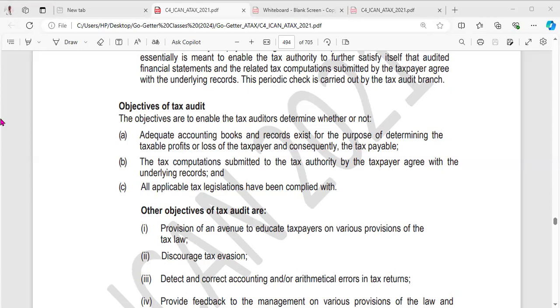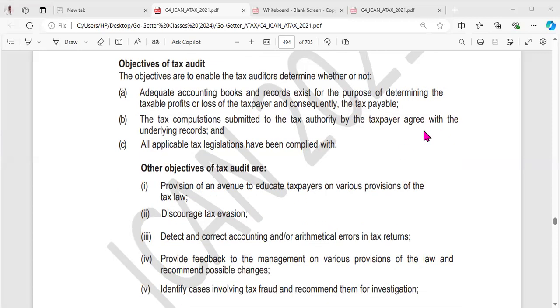They are going to also check whether or not the tax computations that have been done, those workings you did and submitted to the taxpayer, agree with the underlying record. Then they are going to check if all the applicable tax legislations have been complied with. We have the Company Income Tax Act, we have the Value Added Tax, we also have even CAMA. They have to check if all those tax legislations have been complied with.